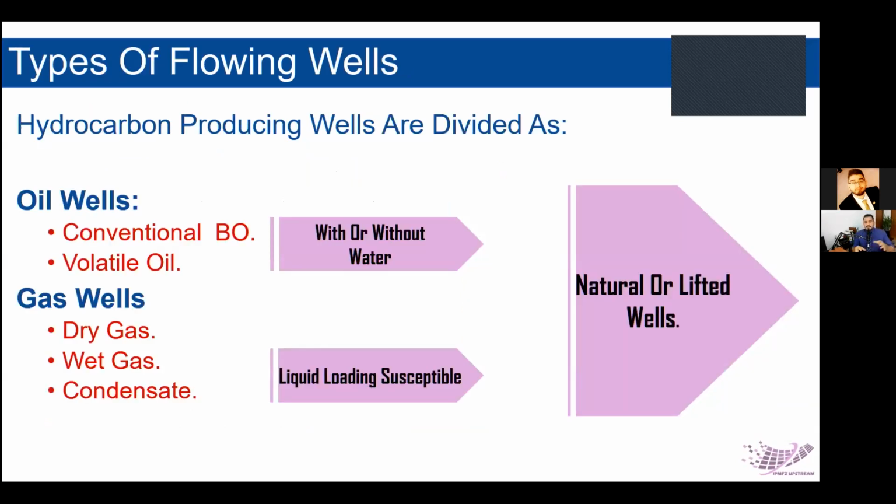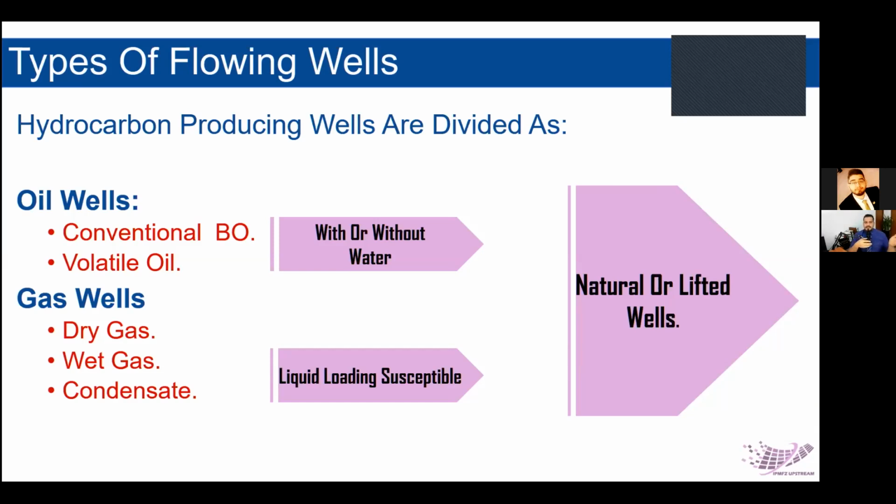So let's take a look at the different types of wells that are flowing inside an oil and gas field. You will have mainly two different categories of wells that produce money for you. For example, you have oil wells, you have gas wells. Oil wells could be a conventional black oil, or intermediate or heavy or even light oil. These are conventional black oil. There is nothing special to it.